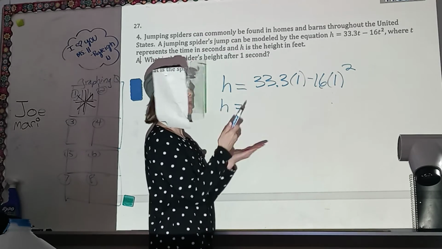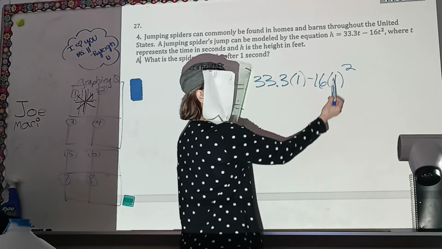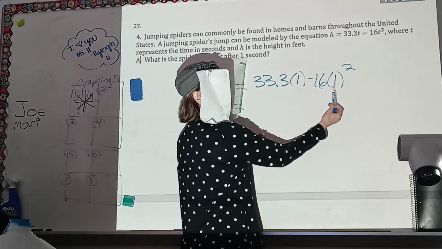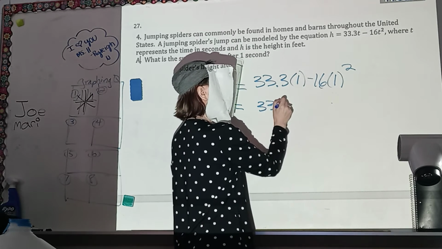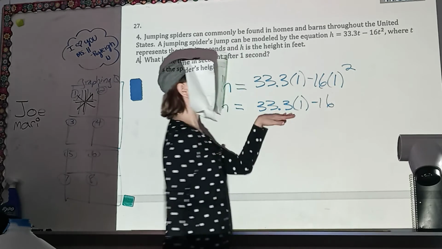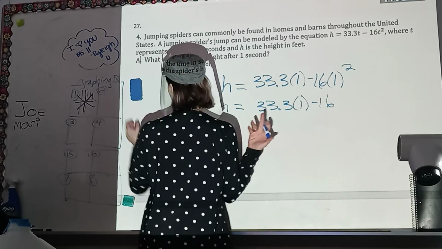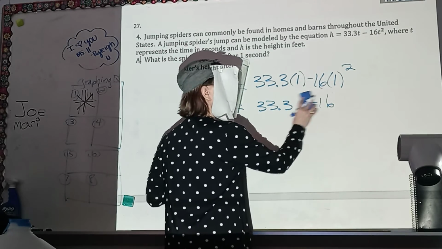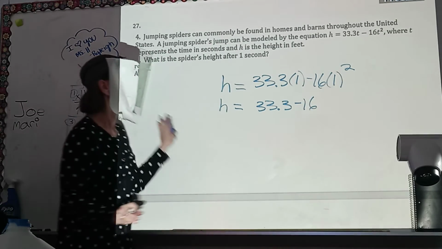So at this point, it's order of operations. So we're going to take care of that exponent first. So 1 squared is 1, and 16 times 1 is 16. So you have 33.3 times 1 minus 16, and obviously 33.3 times 1 is 33.3. So I'm just going to erase and replace here and shorten it down, concise.